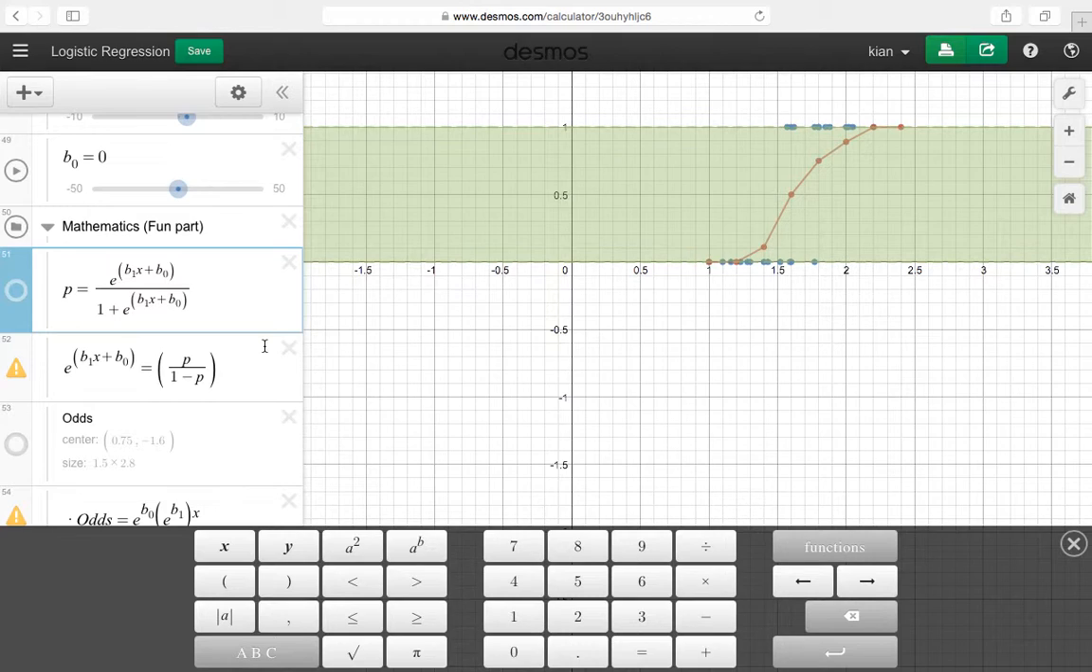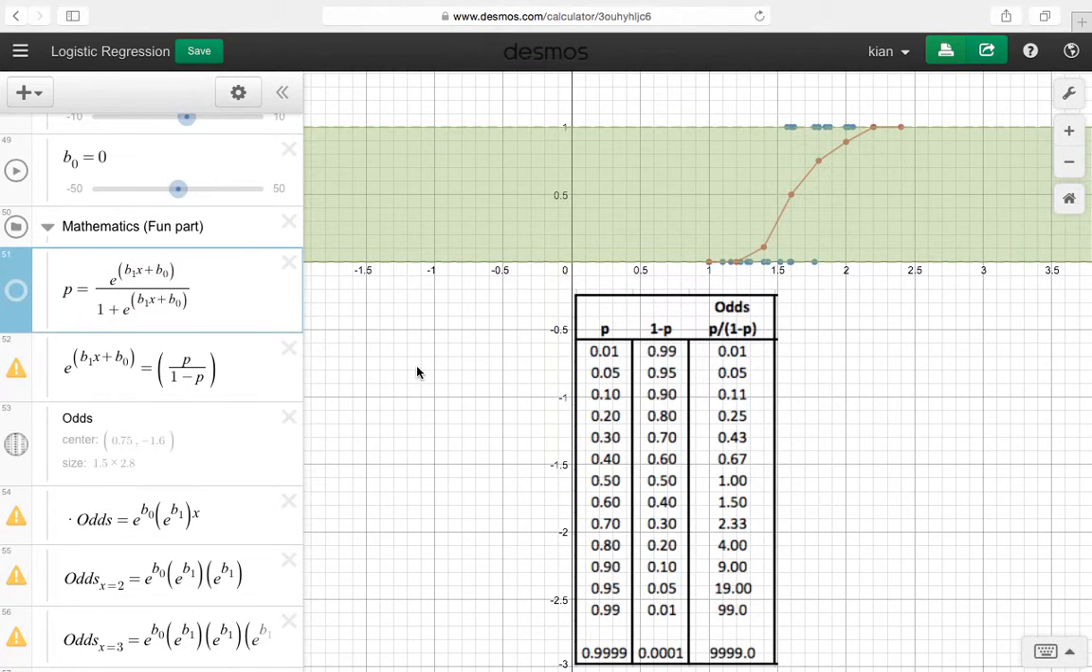In order to do so, we can rewrite the equation of probability and solve it for the exponential, or e to the beta 1x plus beta 0, which turns out to be simply p divided by 1 minus p. This ratio, the probability of something happening divided by the probability of not happening, is usually called the odds. I believe it makes sense to spend a minute getting comfortable with the concept of odds before moving on.